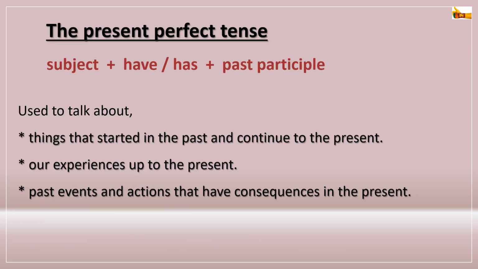Let's move on to the present perfect. The structure of the present perfect is subject plus have or has plus past participle. There are three main ways that we use the present perfect in English. The first one is to talk about things that started in the past and continue to the present. The second one is to talk about our experiences up to the present. The third one is to talk about past events and actions that have consequences in the present.